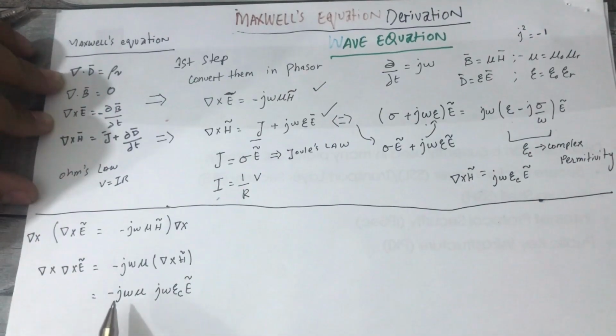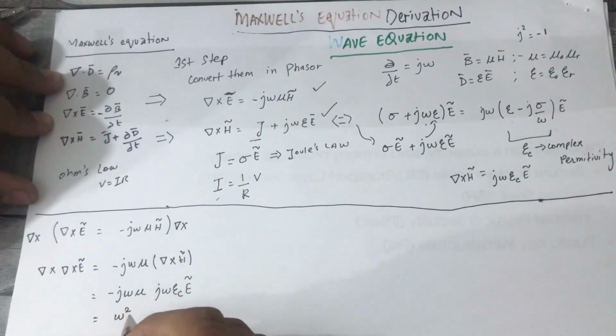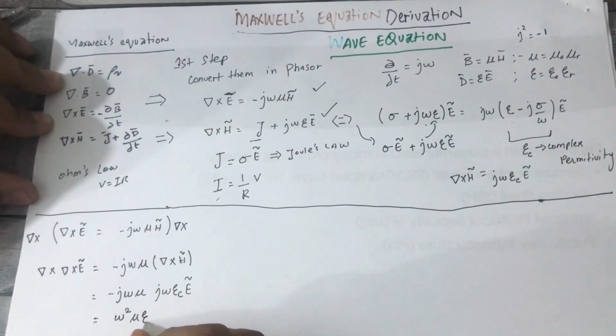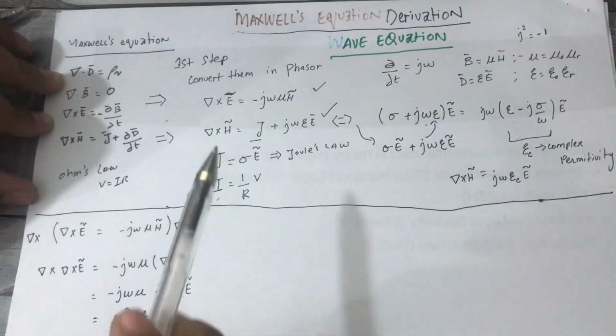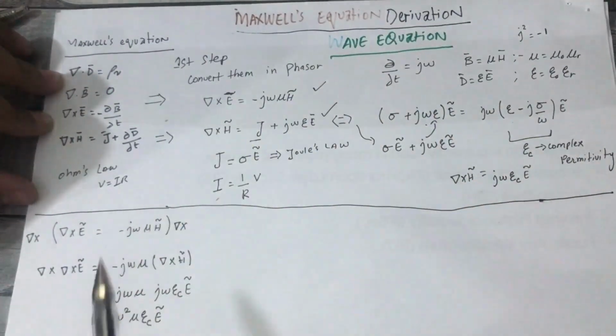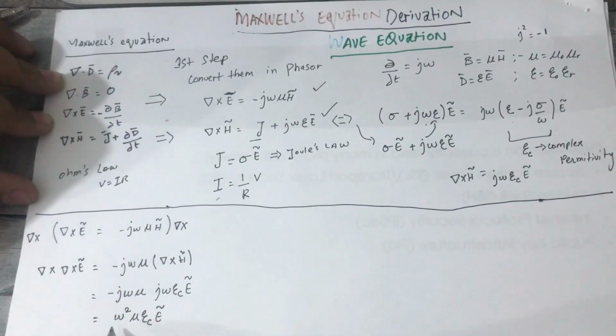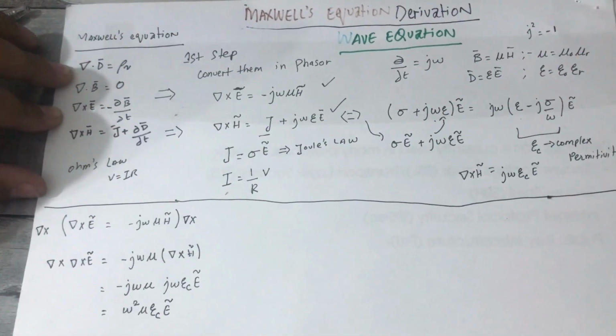So I know something else too. Imaginary j and j is j squared, and j squared is -1, so this will change into positive. Then this would become omega squared, and then mu times epsilon c times E tilde. I hope you're seeing this step. So j and j is j squared, and I already know this is -1. So -1 and negative would change that into positive, and you will end up with omega squared mu epsilon c times E.